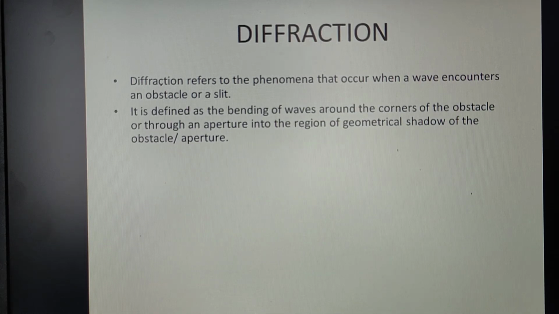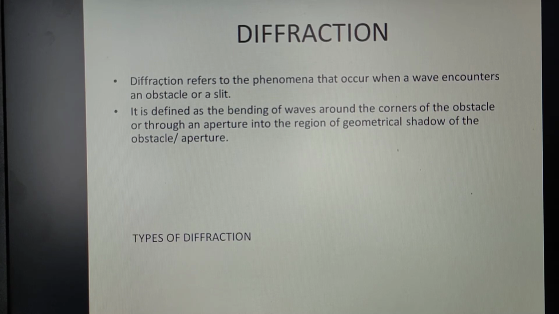Diffraction is defined as the bending of waves around the corners of an obstacle or through an aperture into the region of geometrical shadow of the obstacle or aperture. So if light is incident upon an opaque object, it moves around the corners of the object, creating a shadow. If it enters through a slit or an aperture, it moves as a beam of light through the aperture, whereby it penetrates into the other side.